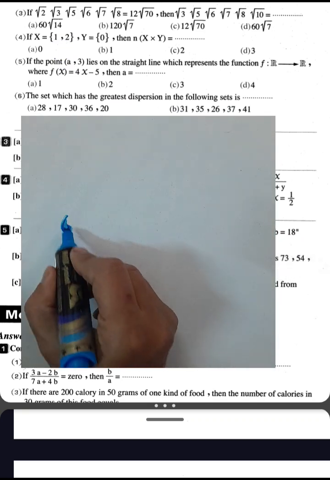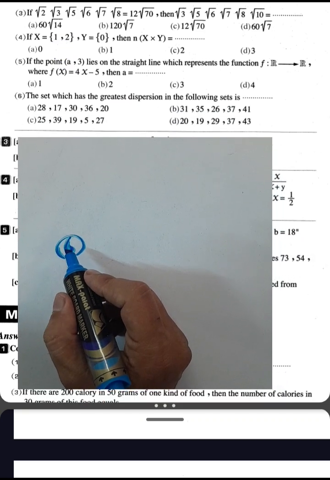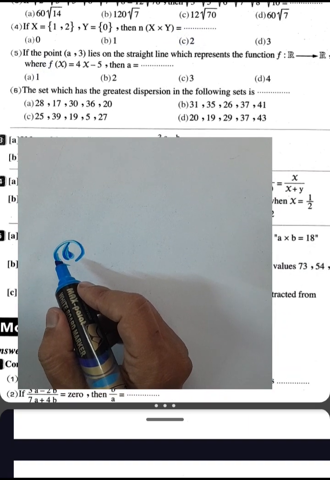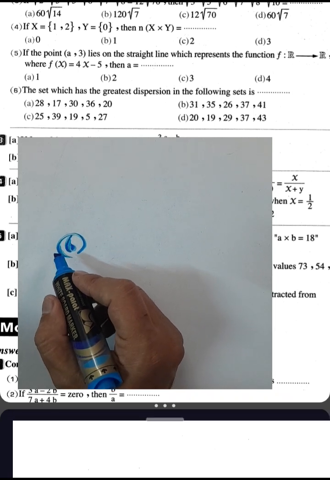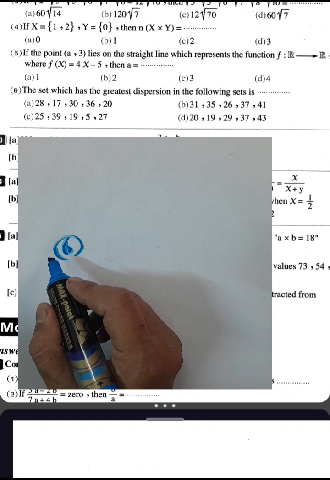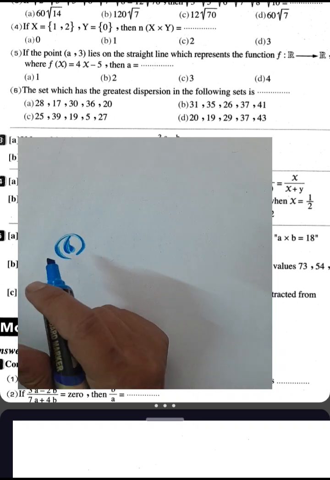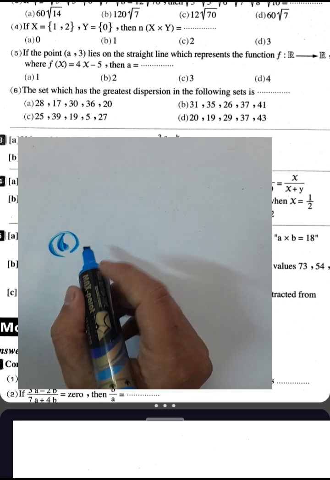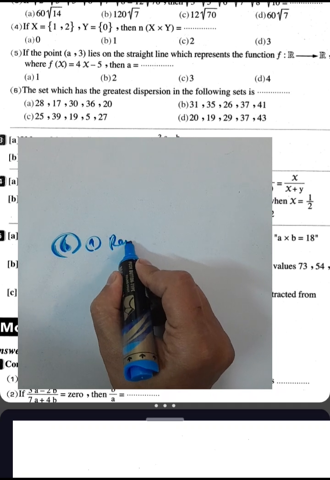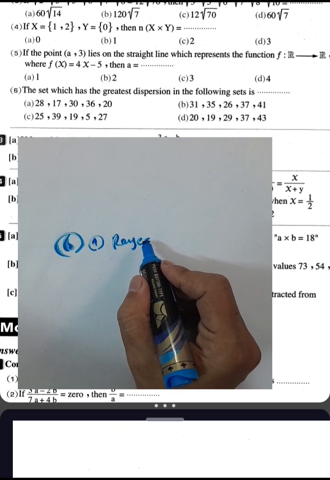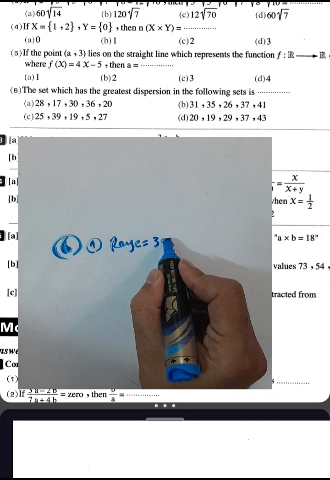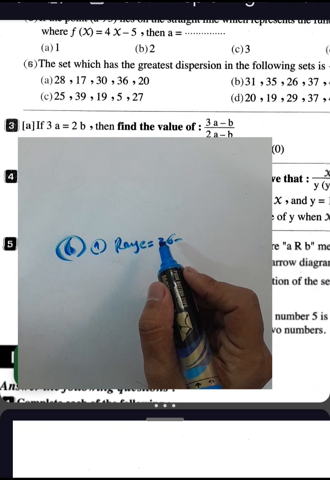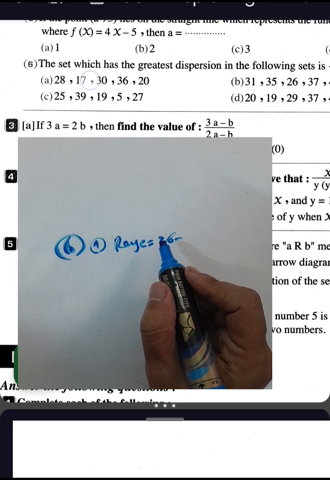Question number 6. Which of the following sets has the greatest dispersion? Think about the result. Look at the choices: you can find the range for letter A, letter B, letter C and letter D, and the greatest value will correspond to the greatest dispersion. Look at letter A, you can find the range. We find the difference between two numbers. We have 36 as the greatest number, and the smallest number was 7.